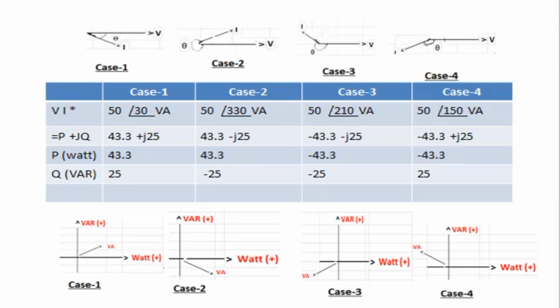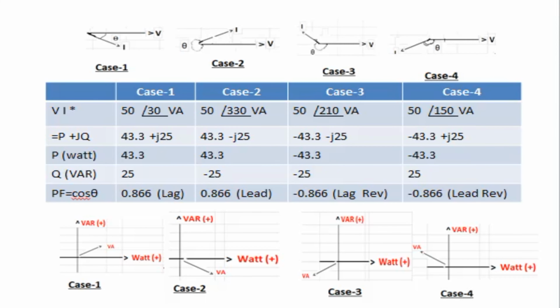What about power factor? Power factor is nothing but cos theta. First case, it is lagging, so cos 30 is equal to 0.866 lagging. Second case is leading, 0.866. Third case is minus 0.866, lag reversal. Fourth case is minus 0.866, lead reversal.